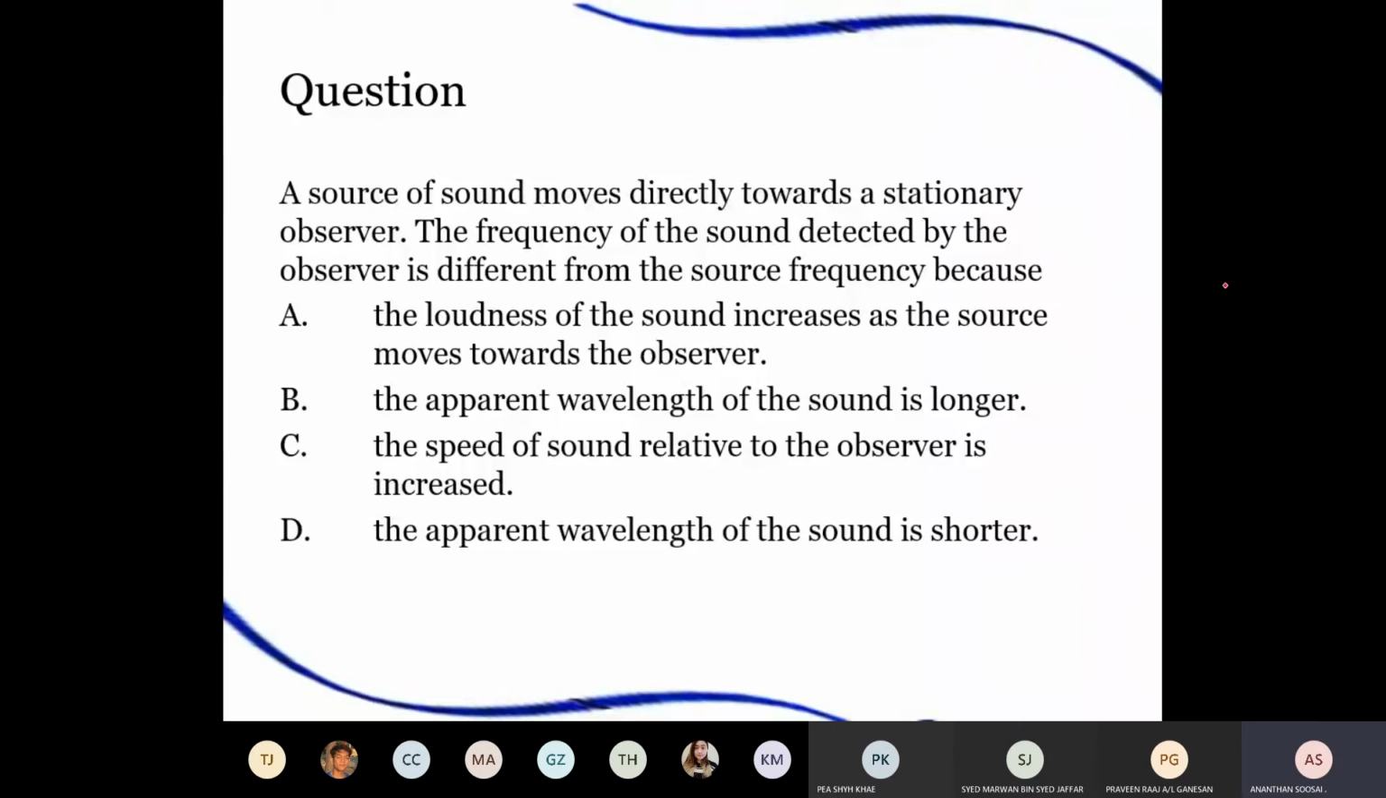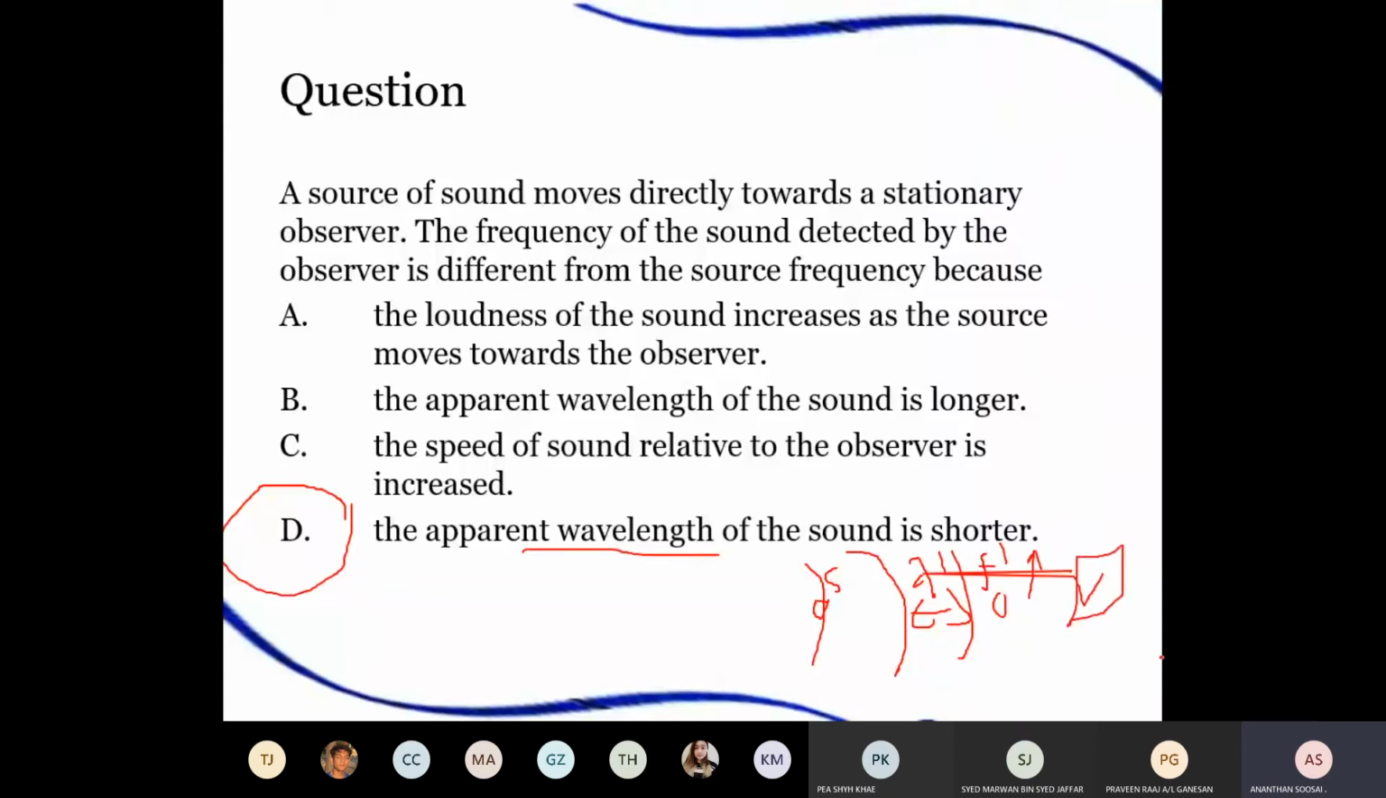C: the speed of sound relative to the observer is increased. The speed of sound is unchanged. D: the apparent wavelength of the sound is shorter. D is the correct one. When the source moves closer to the observer, the apparent wavelength gets shorter, so the apparent frequency gets higher, but there is no change in the speed of sound. So the answer should be D.